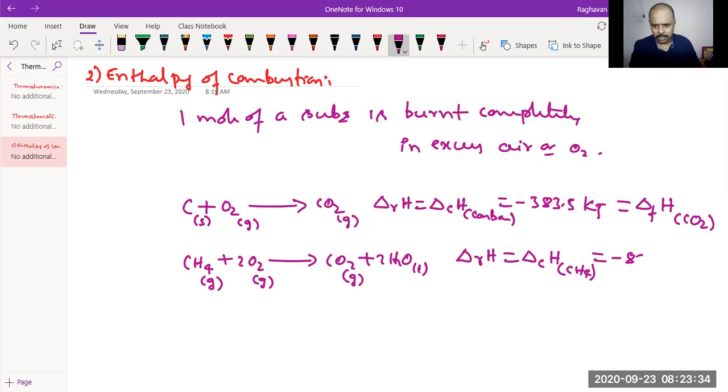890.1 kilojoules, but not enthalpy of formation also. So you should be careful. This is about enthalpy of combustion. So if you have been asked to write an equation for enthalpy of combustion of a particular substance, take 1 mole of that substance and burn it completely.